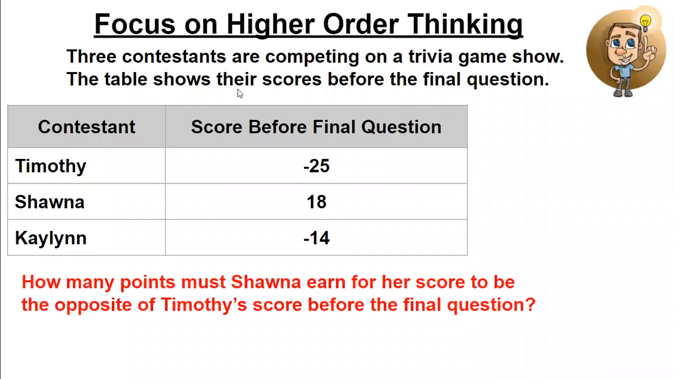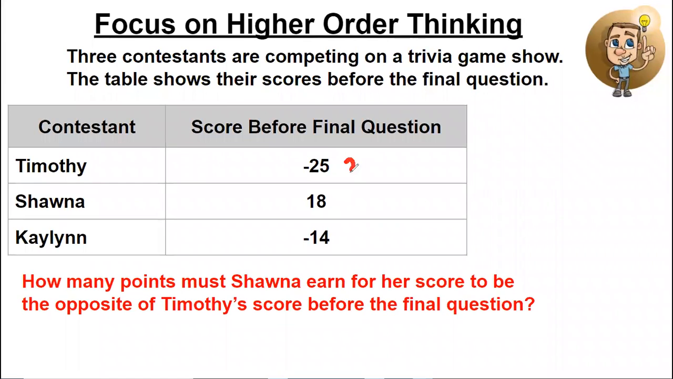First question on the bottom of your screen there. How many points must Shauna earn for her score to be the opposite of Timothy's score before the final question? Well, let's go up and think about what's the opposite of Timothy's score. What's the opposite of -25? Right, +25.